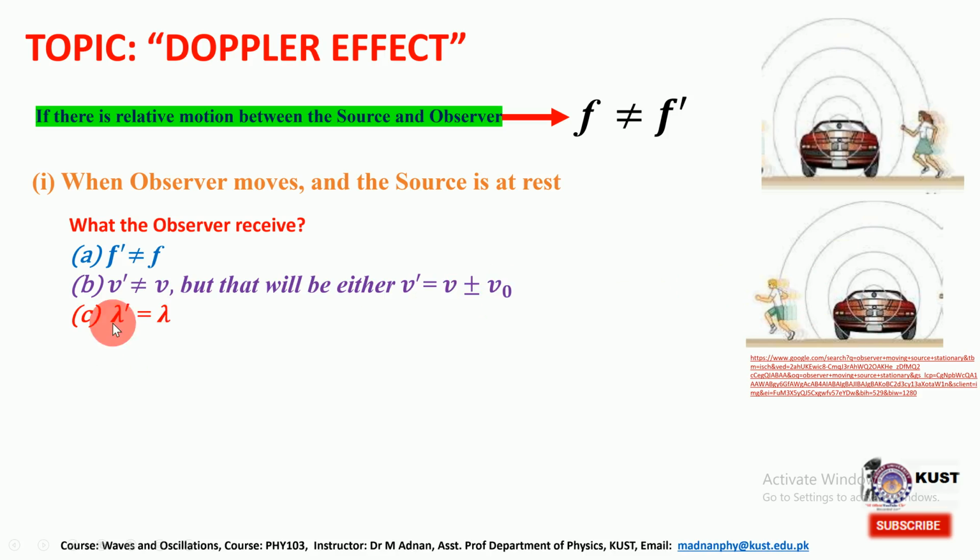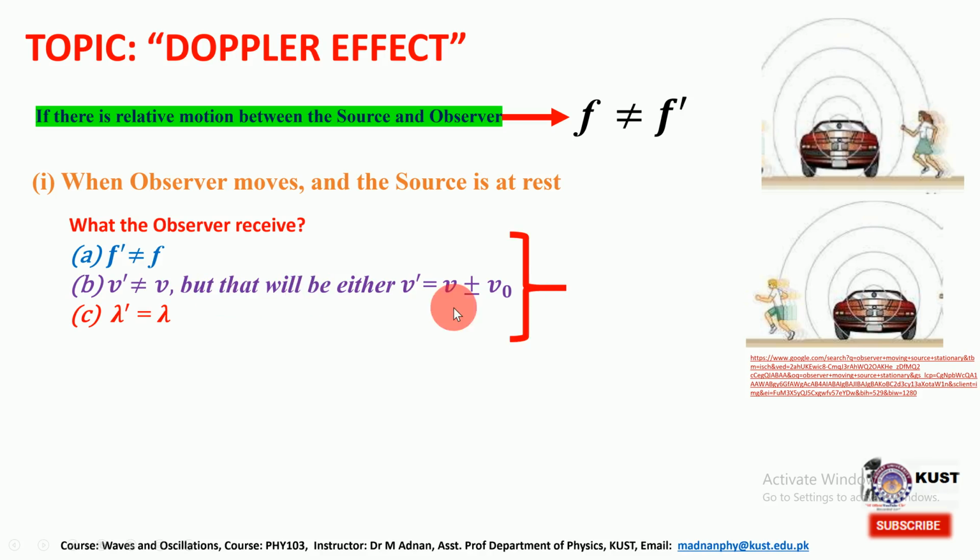Now the wavelength prime and the wavelength of the source sound waves will be equal, because that does not depend upon the relative motion inside the medium in which it is traveling. Those lambdas, or we can say the distance between two wavefronts, will remain the same. It is the observer who is moving, so in this situation the lambdas will be the same.